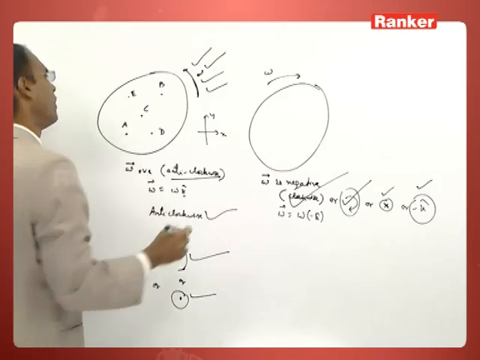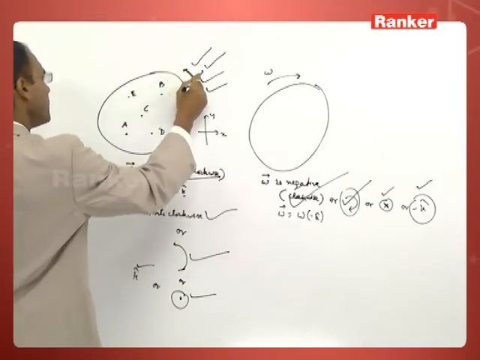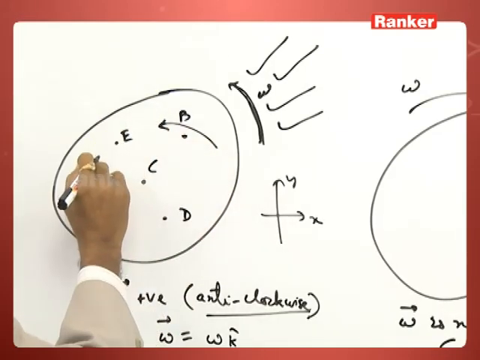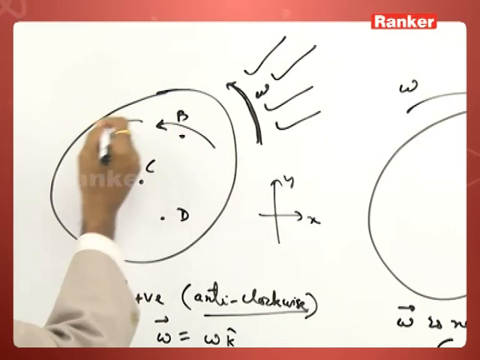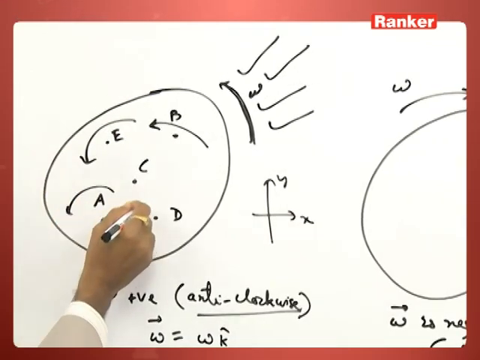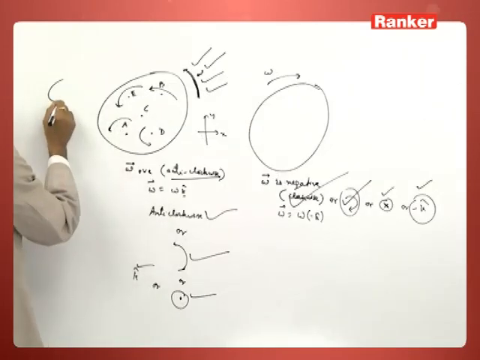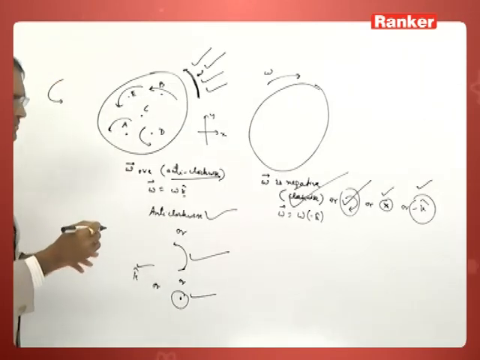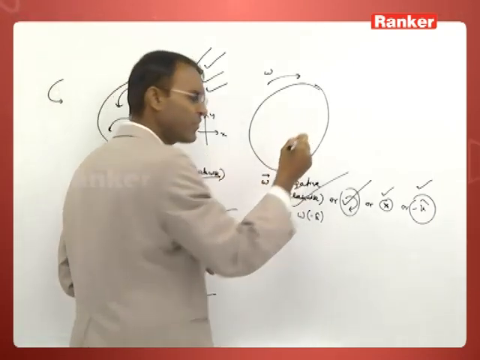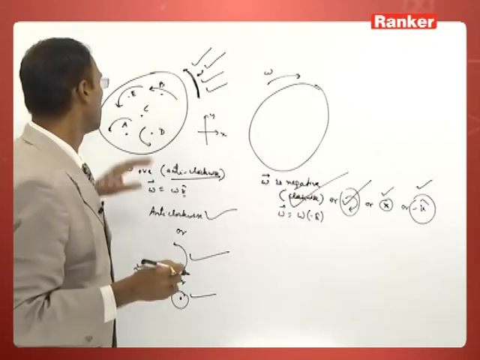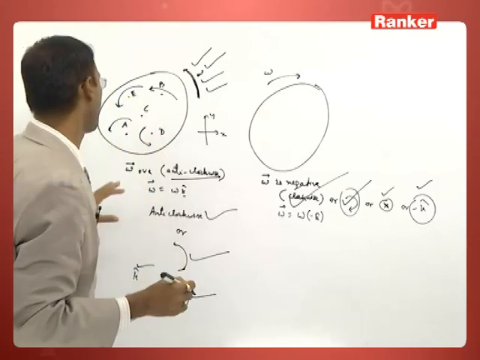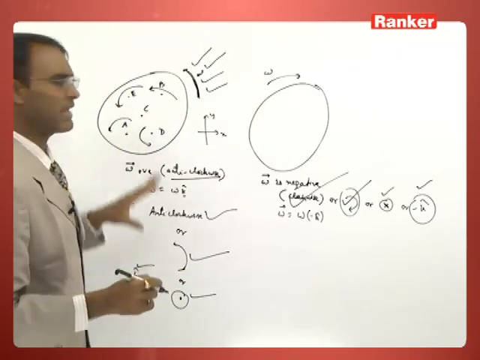So you can give the omega sign here, or here, or here, but the sense is always anti-clockwise. You can give the omega sign outside, but it doesn't look nice. Therefore, different authors have different notations or presentations of the diagrams.